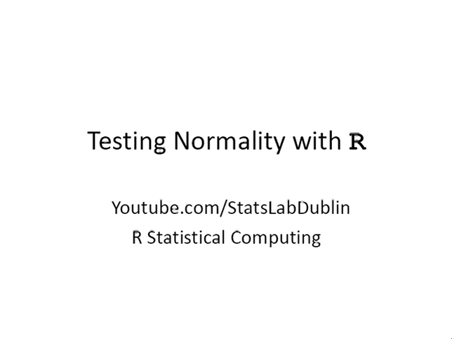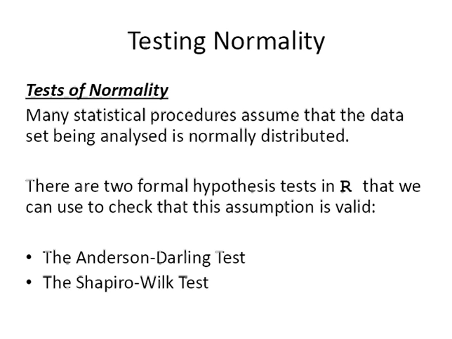In this presentation, we're going to look at formal tests for normality with R. Many statistical procedures assume that the data set being analysed is normally distributed. Now, there are two formal hypothesis tests in R that we could use to check whether or not this assumption is valid. One is the Anderson-Darling test, the other is the Shapiro-Wilk test.